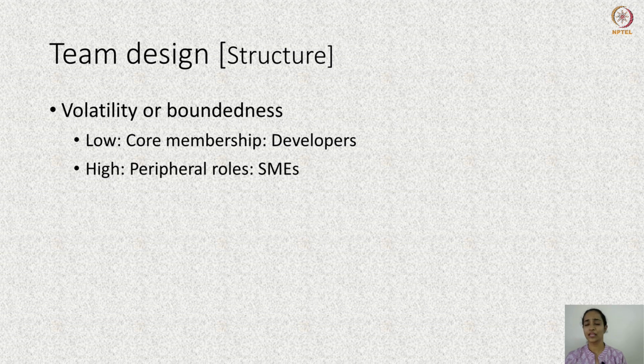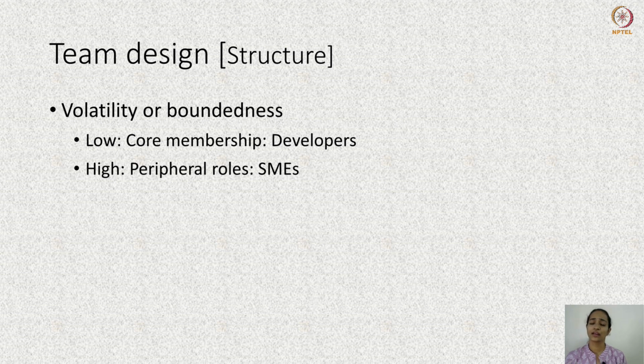On the other end of the spectrum, we have teams which have very low boundedness. In such kinds of teams, at any given point in time, team members might be working in multiple teams. They may come and go, working in the team at different points in time. And finally, you will have members who work on core areas and some other members who work on peripheral areas.